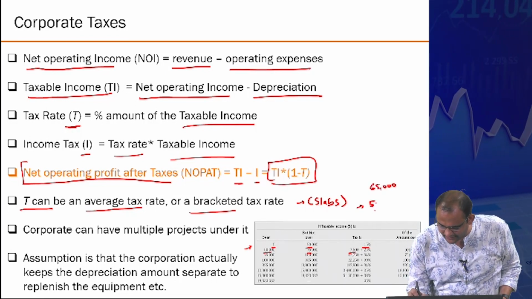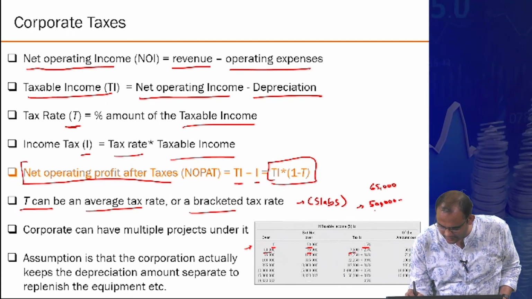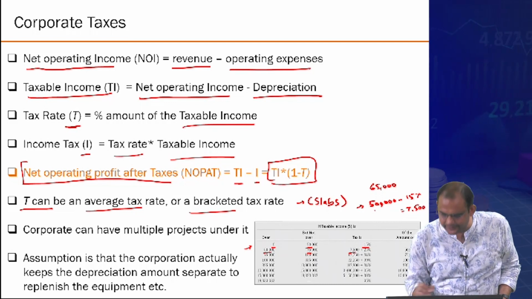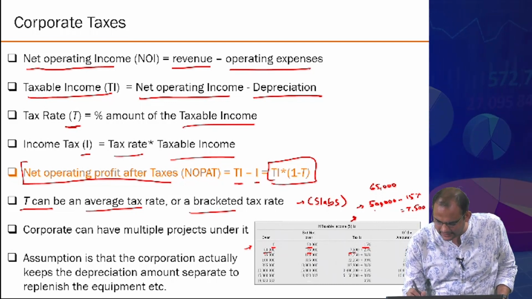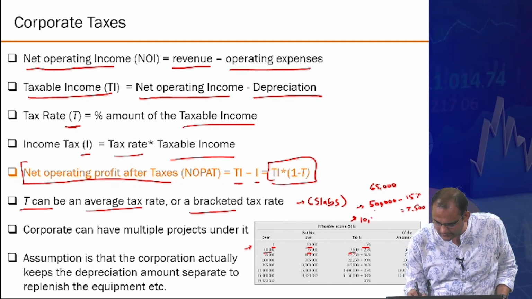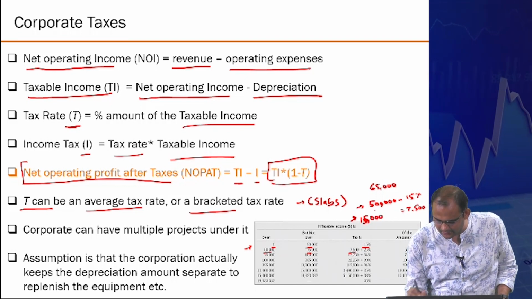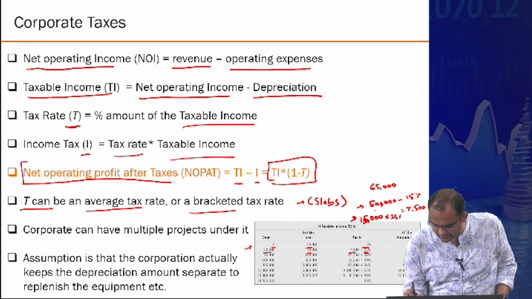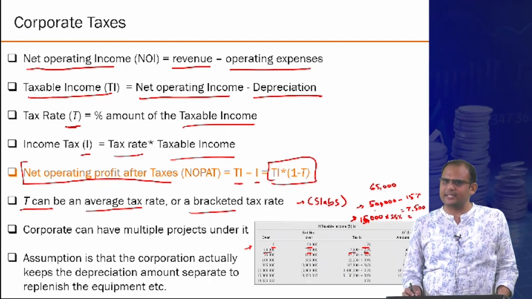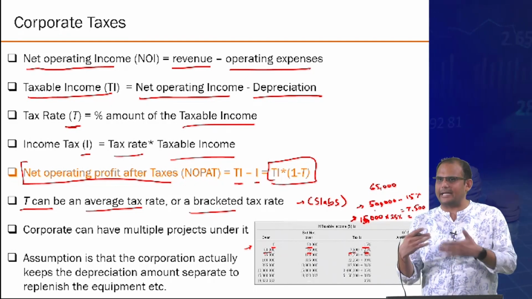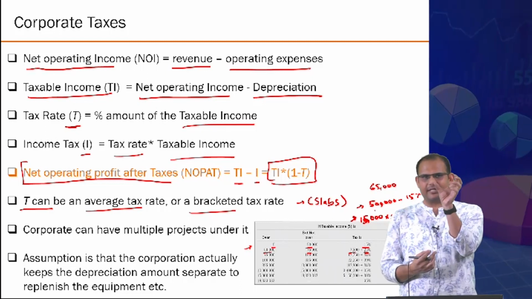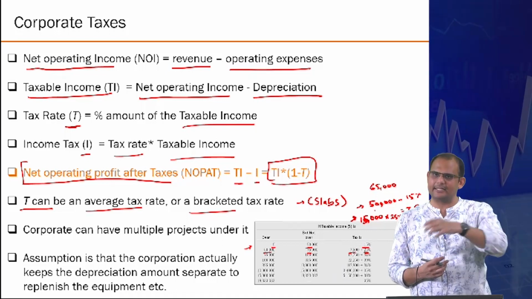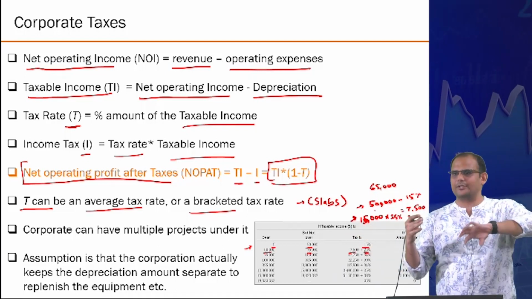So on the first 50,000, you are paying what? 15%, which is $7,500. The remaining $15,000 you will be paying at the 25% rate, which will come out to be some value, right? That's how the tax slab system works. For the first slab, you pay tax on that money. The remaining amount you put in the second slab, you calculate tax on that, and so on and so forth.